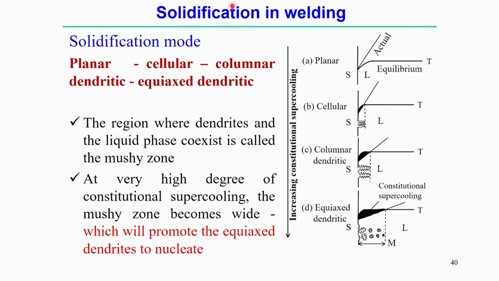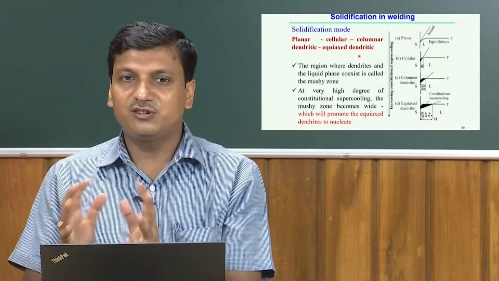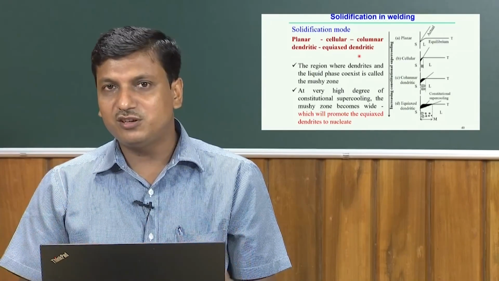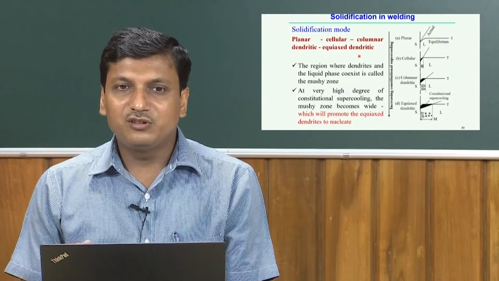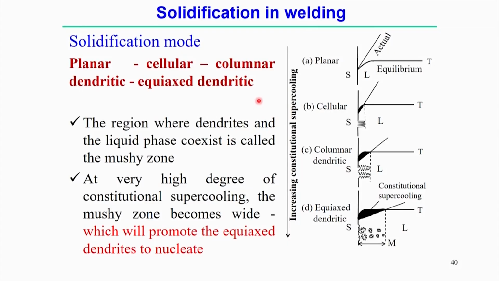Now, here is also another comment: the zone where the dendrites and the liquid phase coexist is basically called the mushy zone. In that zone, where the dendrite formation and the liquid coexist, that is normally called the mushy zone, and it lies between the solidus and liquidus temperature. So, at a very high degree of constitutional supercooling, it is obvious that the mushy zone becomes very wide, or the other way, if there is a low degree of constitutional supercooling, there is almost no mushy zone, or the mushy zone is small.